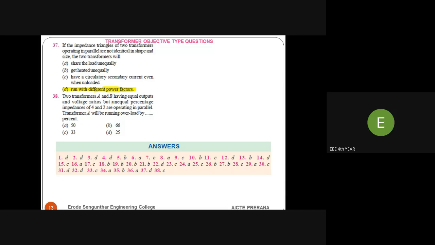Two transformers A and B having equal outputs and voltage ratio but unequal percentage impedance of 4 and 2 are operating in parallel. Transformer A will be running overloaded by what percentage? Options: 50, 66, 33 and 25. The answer is 33.